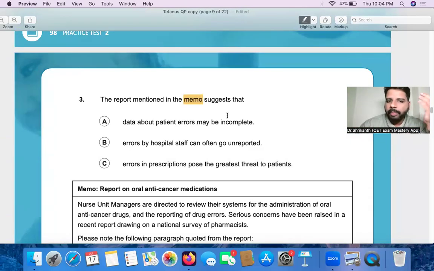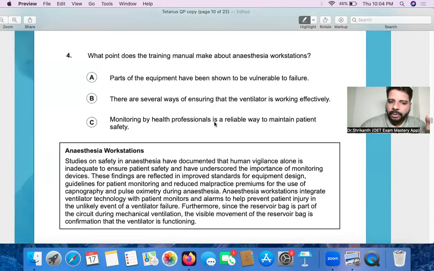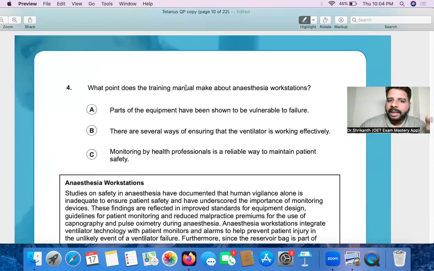Now it is a memo. Memo means a reminder. That is a workplace related document. And then the fourth question is also like that. Now you see a training manual. So like this, you will be coming across workplace related documents.